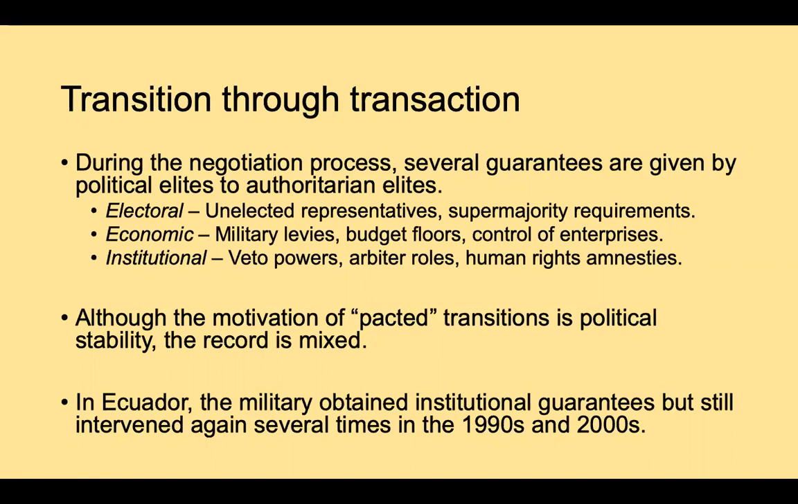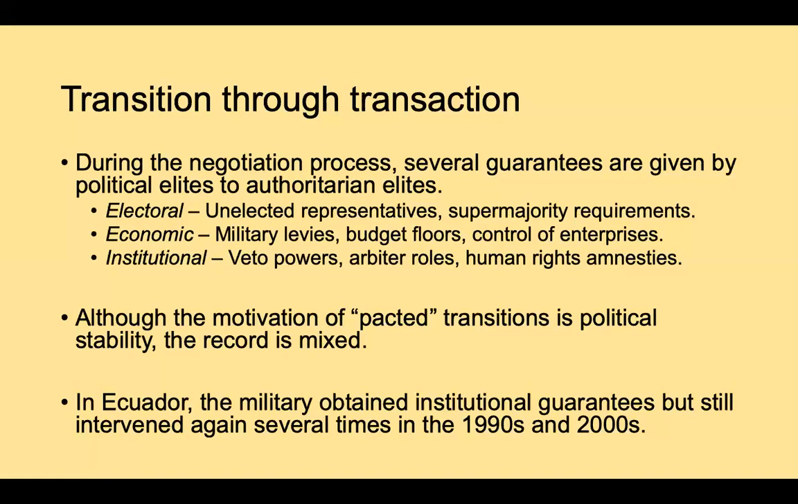There are certain economic guarantees that are given in the form of military levies that are designed to entitle the military to a share of export revenues, budget floors that are designed to prop up and guarantee a certain military budget or a certain amount of money for the military each year. These are often very high. Then they often are given control of enterprises so that they can extract revenue and so that they can have capital gains and managerial perks and all sorts of benefits in society. These are all the kinds of guarantees that they might get that are economic in addition to electoral, but they're also given certain institutional powers as well.